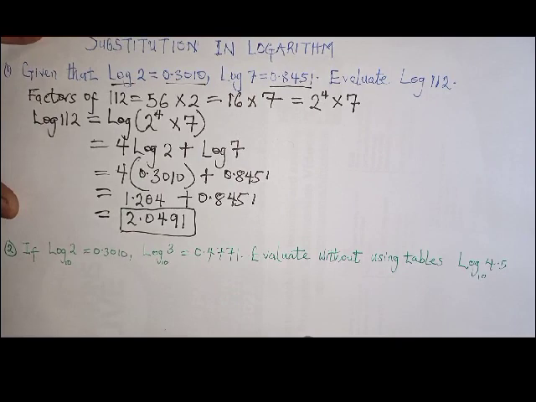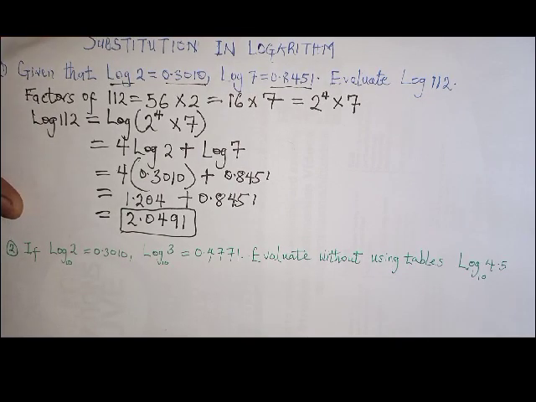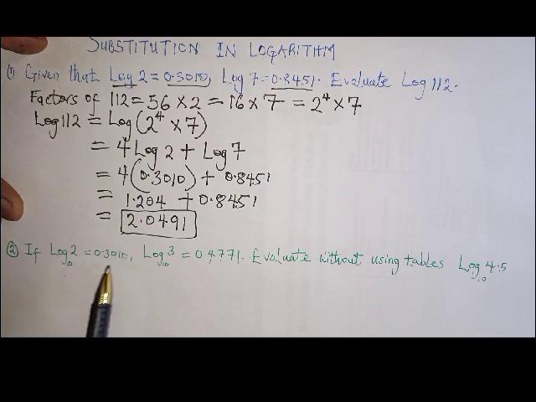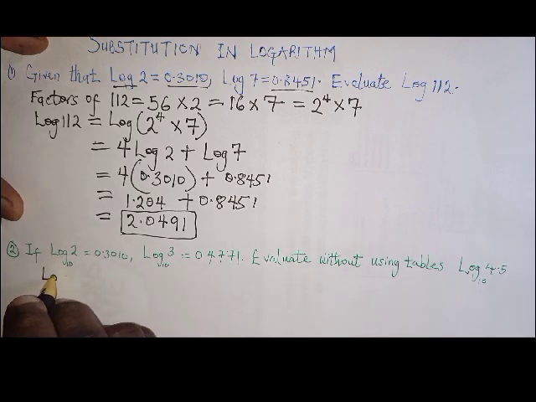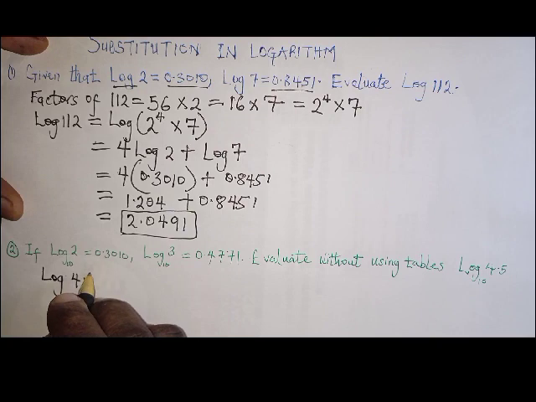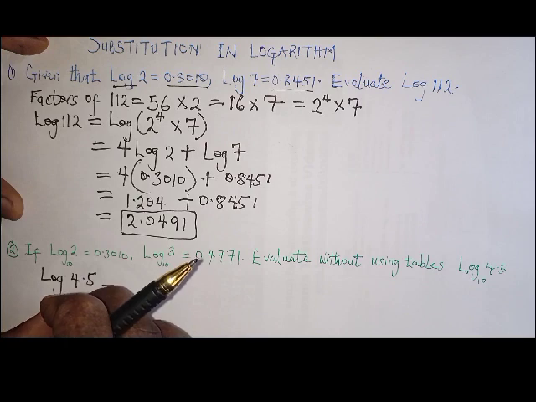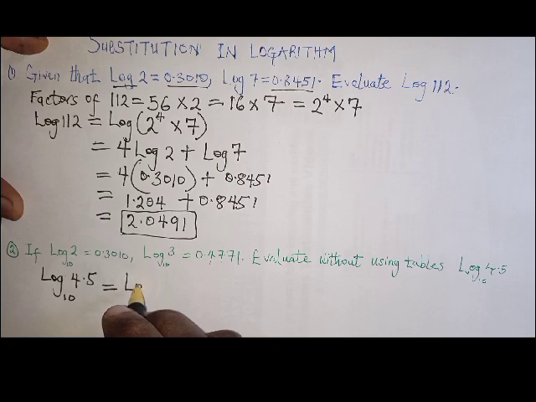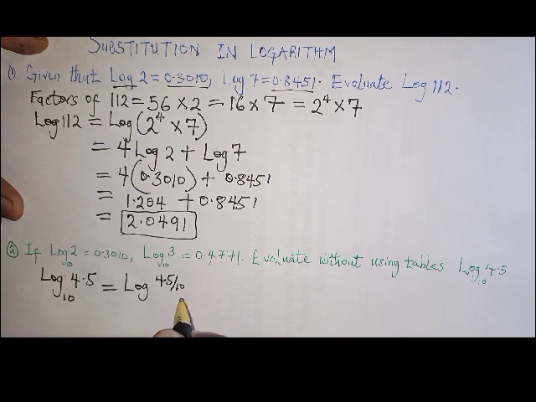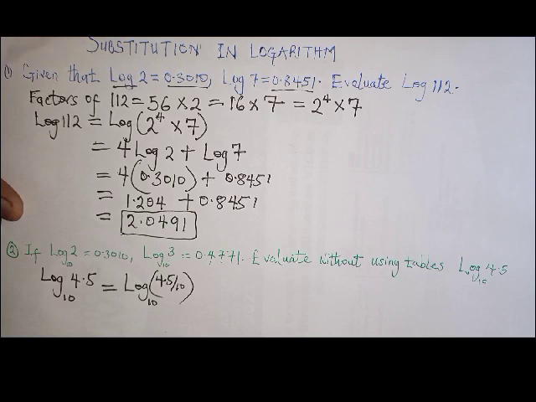So we're going to take the next question quickly. The next question says, if log 2 in base 10 equals this, and log 3 in base 10 equals this, evaluate log 4.5 in base 10. So I'm going to readjust log 4.5. When you look at it, I will not be wrong to say 4.5 is 45 divided by 10.